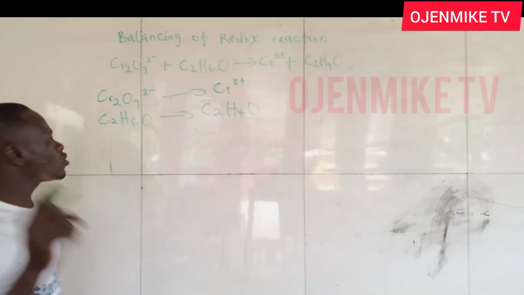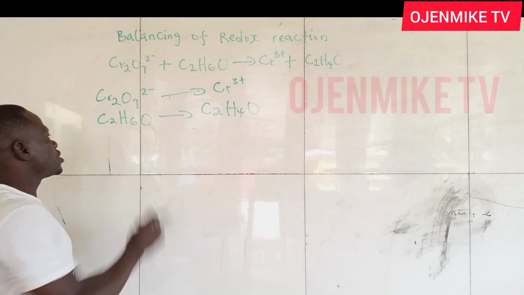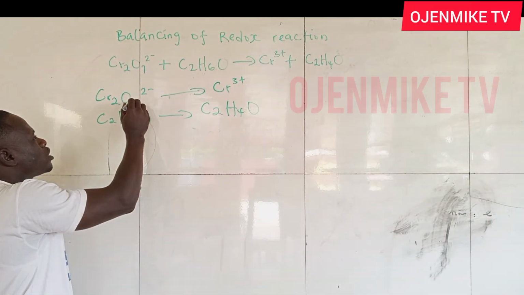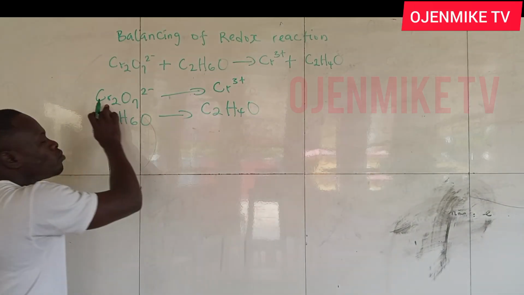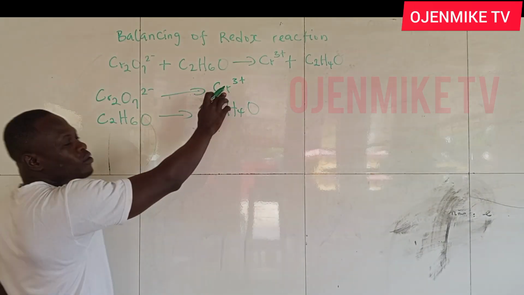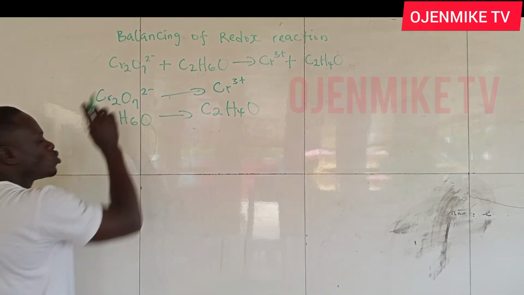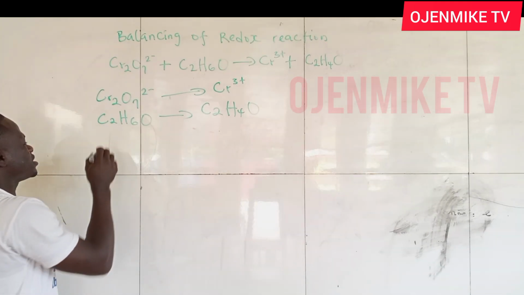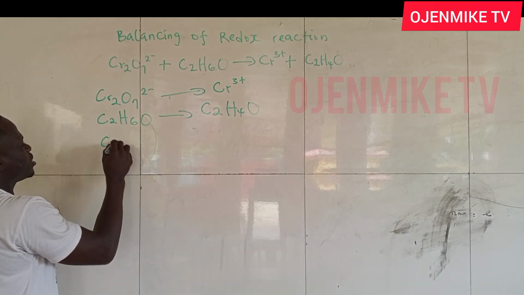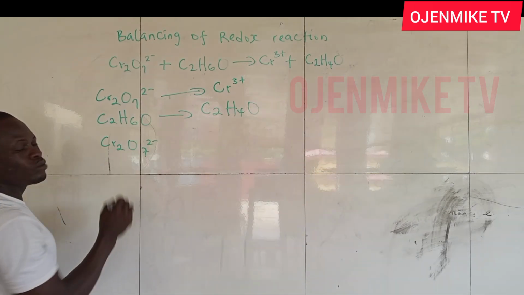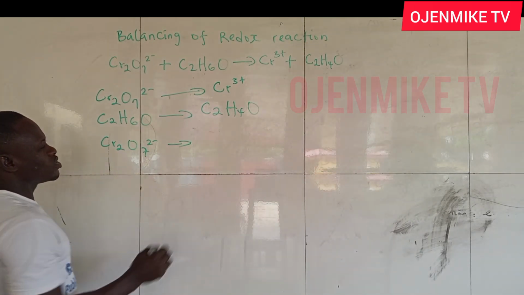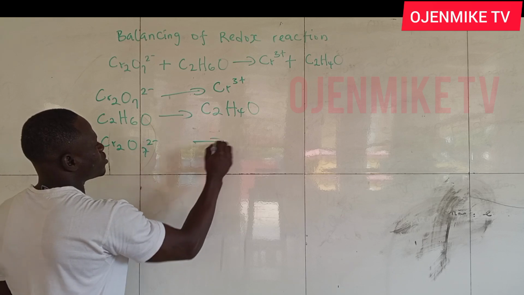So the next thing you are going to do is to balance the atoms. Here we have oxygen, 7 molecules of what? Oxygen. Here there is no oxygen. We have 2 molecules of chromium here. Here we have only 1 chromium. So wash out and see. We have Cr2O7 2-. We react to give you what?